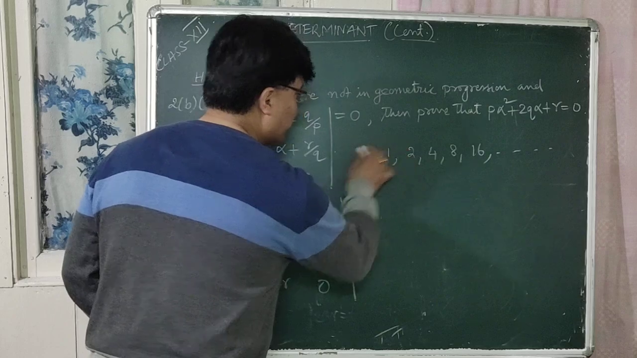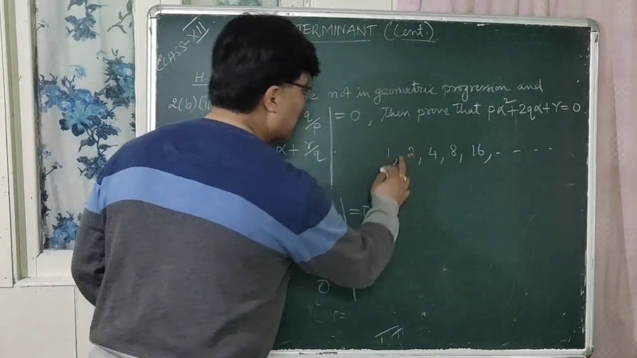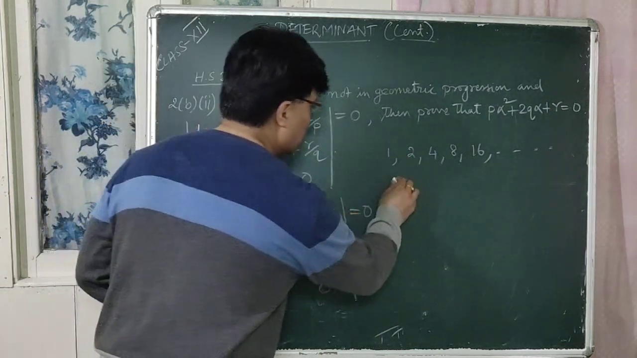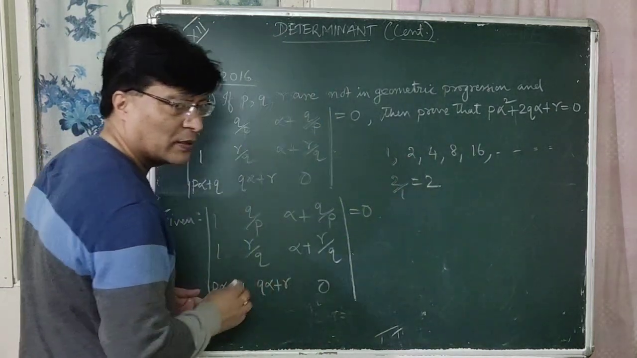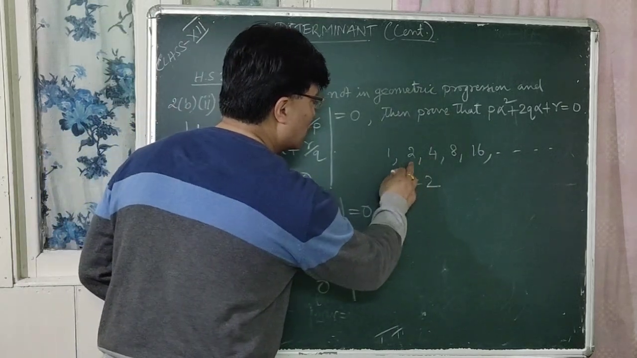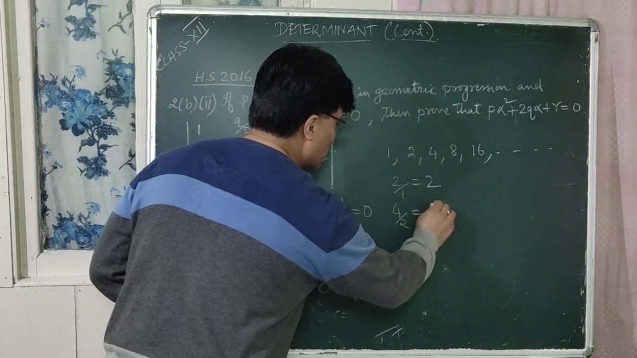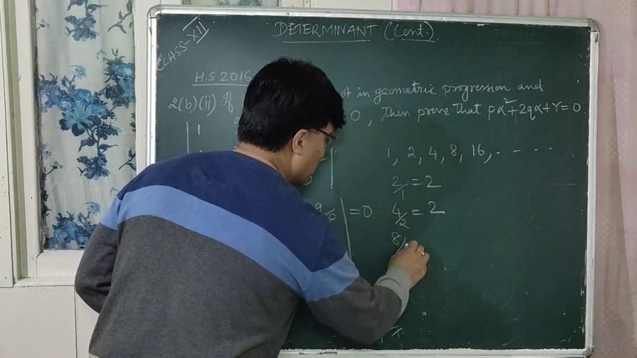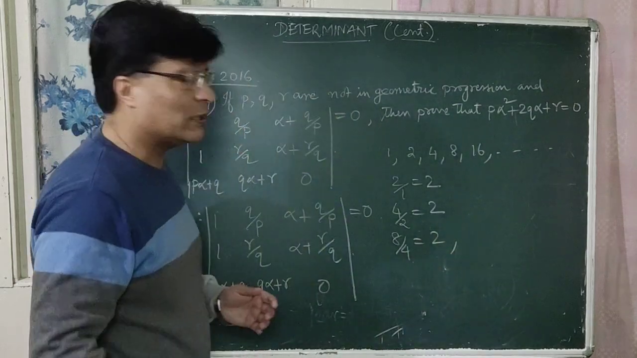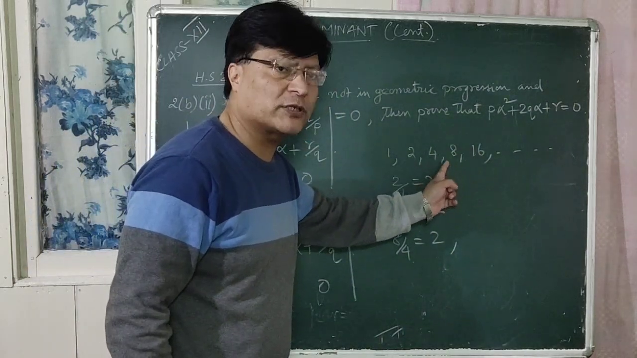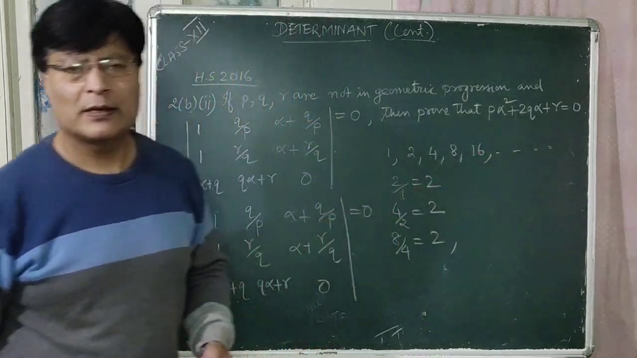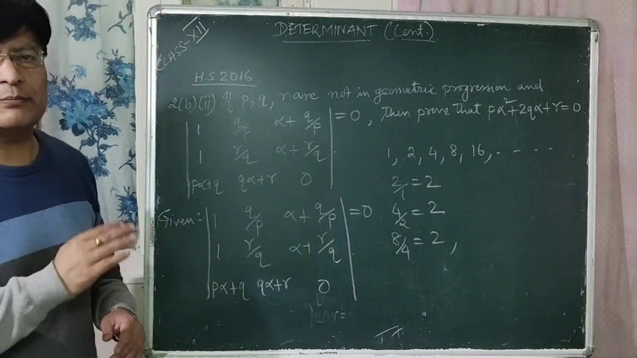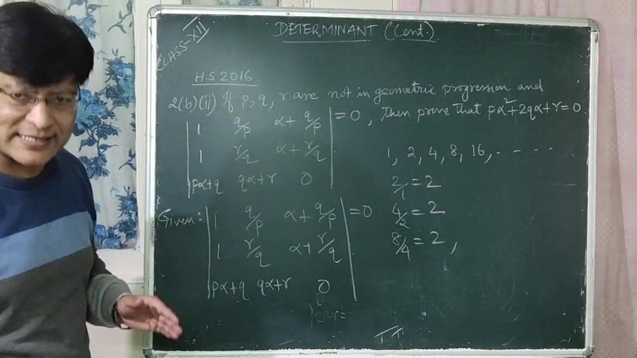So what is the first term here? That is 1. What is the second term here? 2. What is the ratio between the second term and the first term? It is 2 by 1, which is equal to 2. Again, what is the ratio between the third term and the second term? That is 4 by 2, which is equal to 2. What is fourth term divided by third term? 8 by 4 is equal to 2. Similarly, what is fifth term divided by fourth term? 16 by 8 is also 2. That is, the ratio between the succeeding and the preceding term is the same throughout the series in this case.